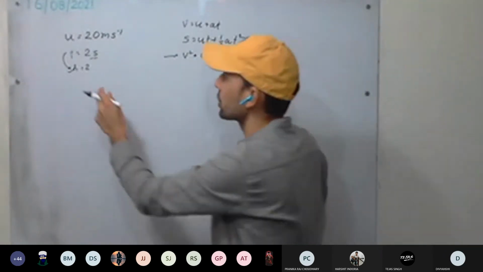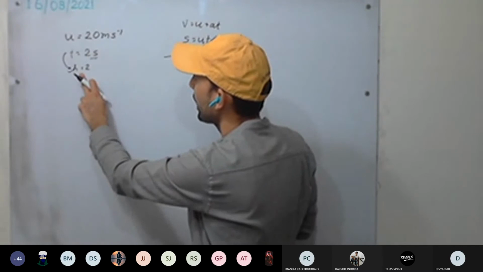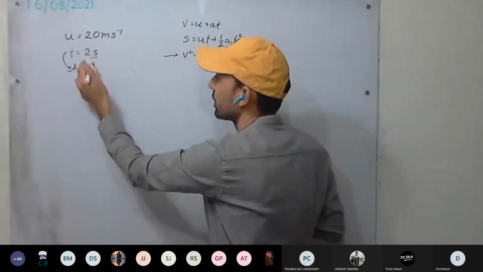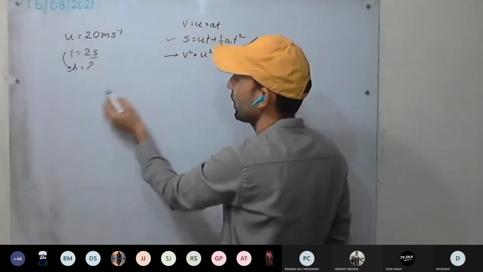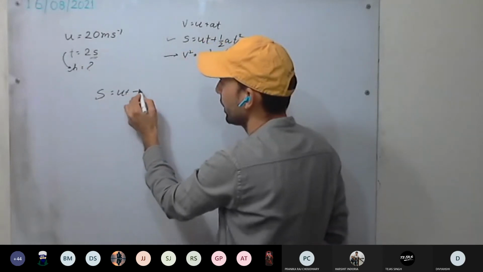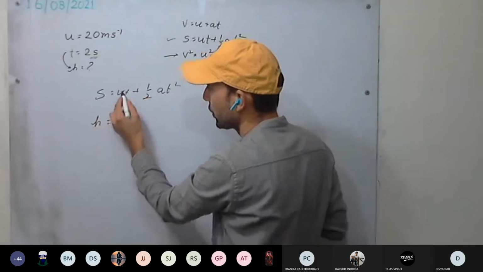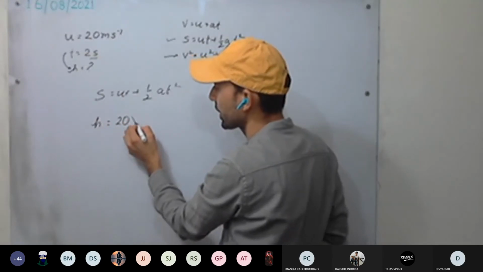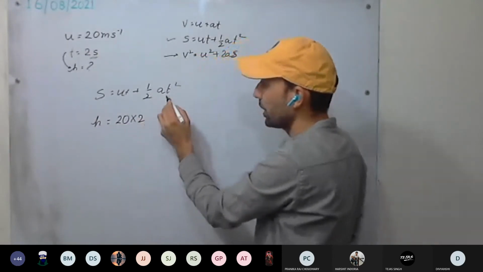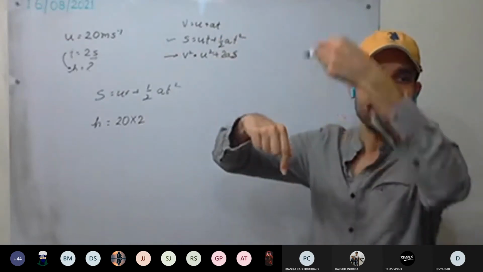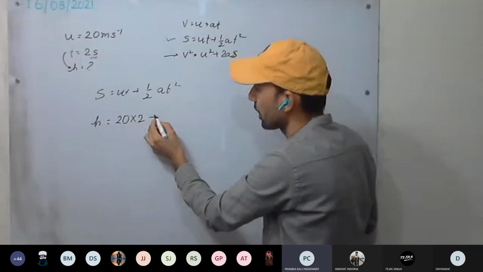Okay, so what is given? Height after 2 seconds we have to calculate. So the second formula you can use: S equal to ut plus half at square. S will be h. U is given, how much? 20 meter per second. T is 2. Now motion is in this direction and gravitational force in this direction, so retardation is there: minus 10 meter per second square.